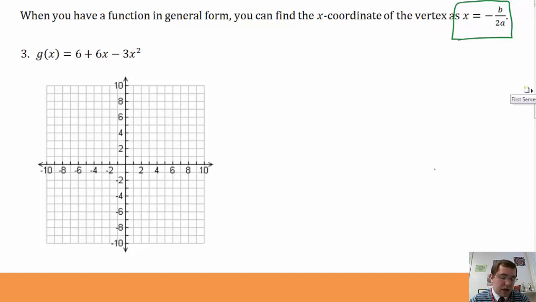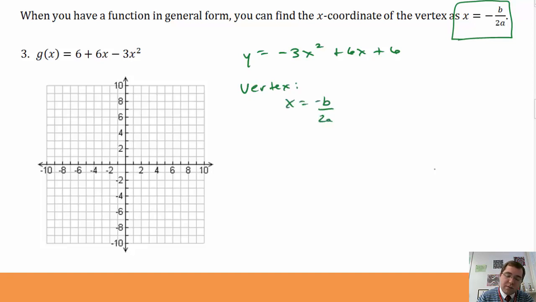So, for example, number 3, g of x equals 6 plus 6x minus 3x squared. Let's rewrite it with a y and with things in the proper order on the right-hand side. Negative 3x squared plus 6x plus 6. So the x-coordinate of the vertex is going to be negative b over 2a. Now that I'm in the proper form, I can pick out b and a. b is 6, so that's negative 6 over 2 times negative 3, because a is negative 3. So I get negative 6 over negative 6, which is positive 1.